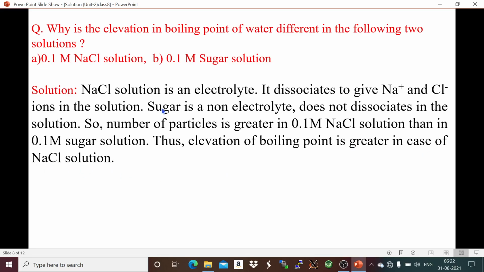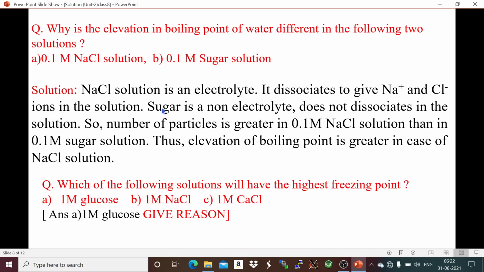Just a one mark question. Next one, which of the following solutions will have the highest freezing point? Okay, so you have to predict the highest freezing point from the given solutions. So the answer is 1 molar glucose. You just have to give the reason why.